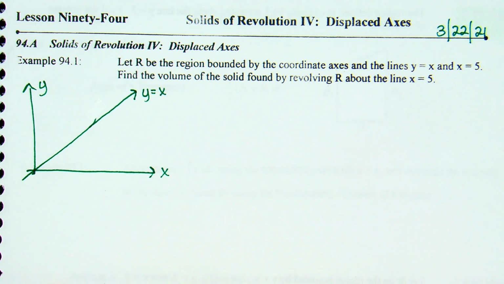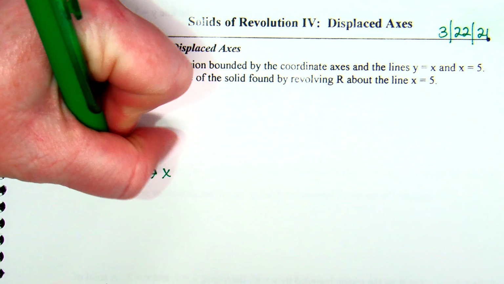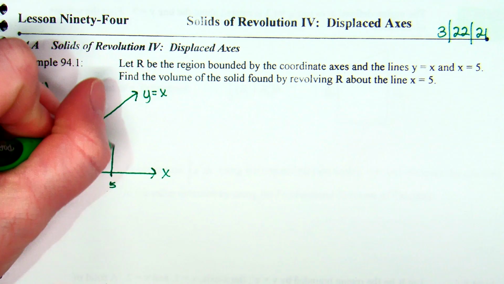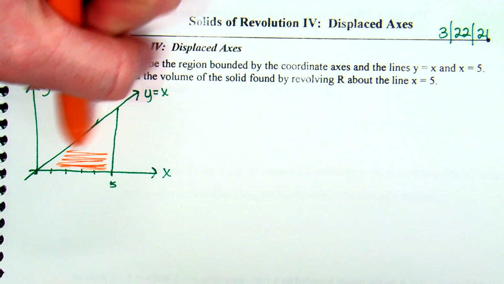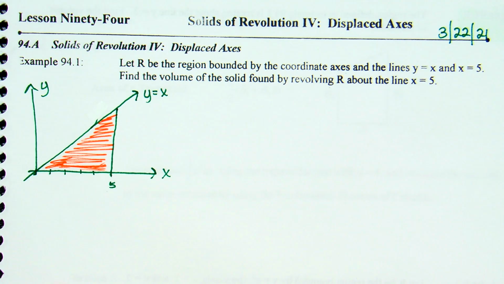Okay, so y equals x, that perfect diagonal line. X equals 5 is a vertical line. Okay, so there's x equals 5. And the coordinate axes. So what's the space we are revolving? This triangle here. Okay, so we've got that triangle space that we are revolving.